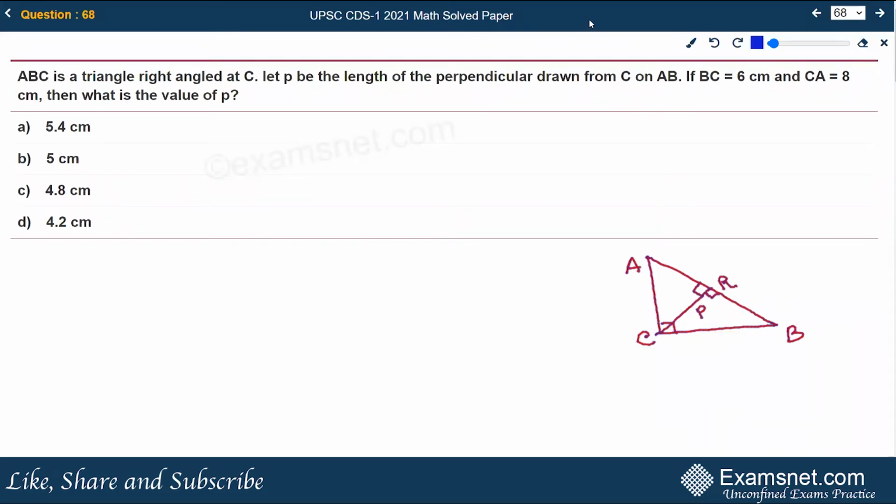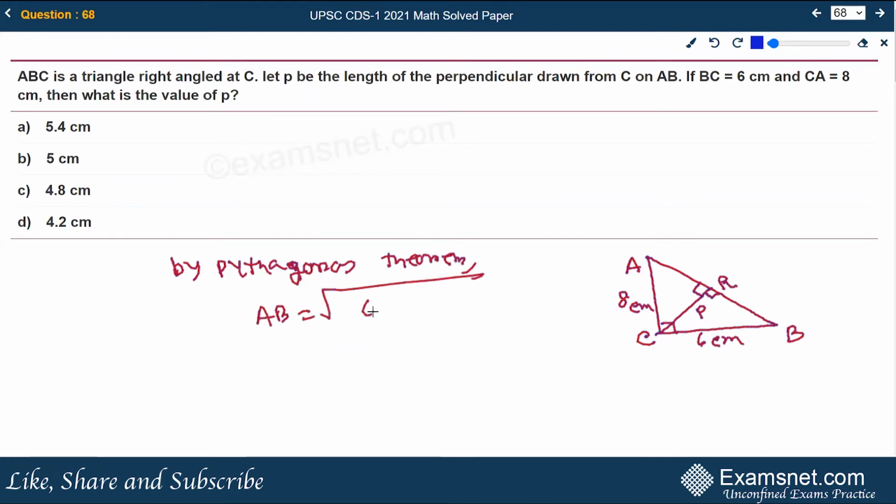In question number 68, we are given that ABC is a triangle right angled at C. Let P be the length of the perpendicular drawn from C on AB. If BC is 6 centimeter and AC is 8 centimeter, then what is the value of P? So by Pythagoras theorem, I can find the value of AB. Root under 6 square plus 8 square, that is 10 centimeter.